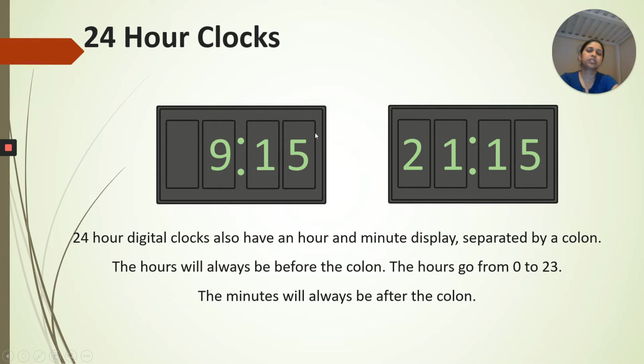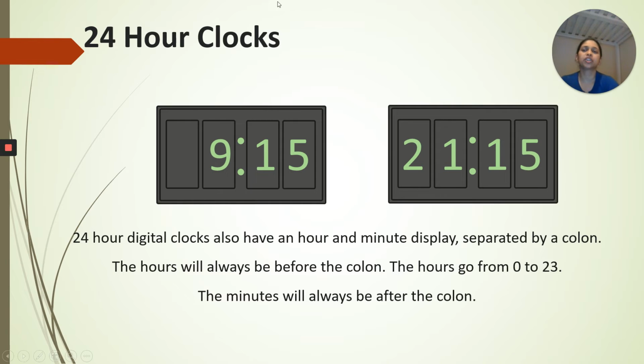Right. So this is your 12-hour clock, and this is your 24-hour clock. And it's represented in the same way. Your hours are always on this side. Look, your hours on this side. And then you have your 2 dots, which is your colon, and then your minutes on the other side.